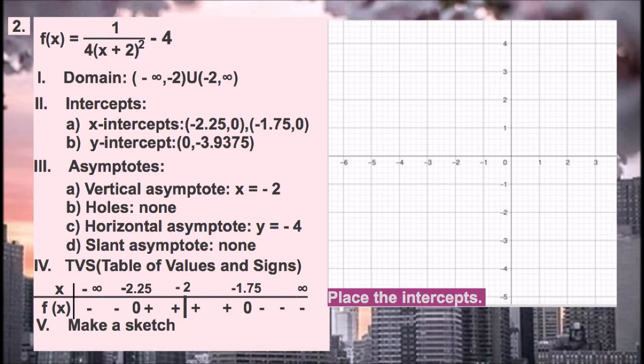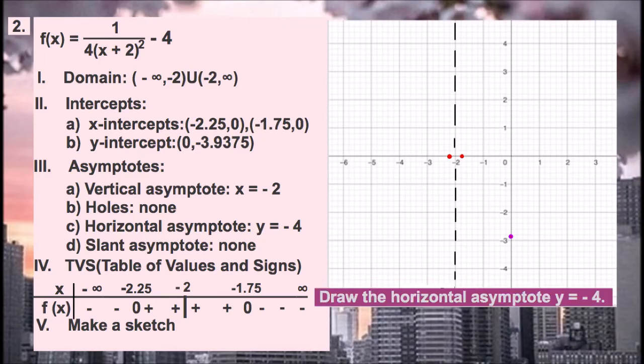Make a sketch. Place the intercepts first, our 2 red dots, and then our third intercept, which is that purple one right there. Draw the vertical asymptote x equals negative 2. Draw the horizontal asymptote y equals negative 4.